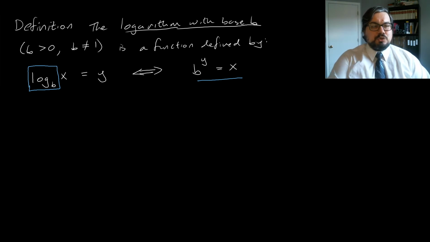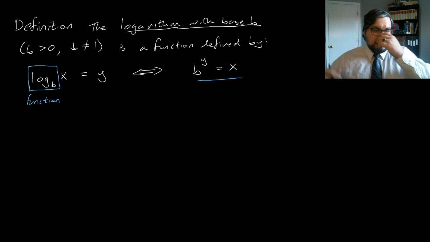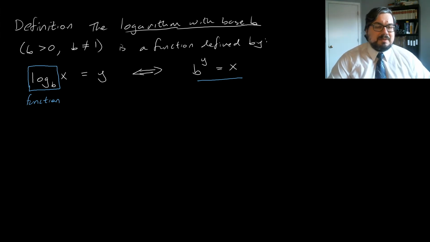The next thing to note is that the logarithm here is a function. It's not a number itself, and so it doesn't ever make sense to say that, oh, the logarithm with base b equals some number. It always has to be logarithm with base b of some argument. So this x here is the input to the logarithm with base b function.